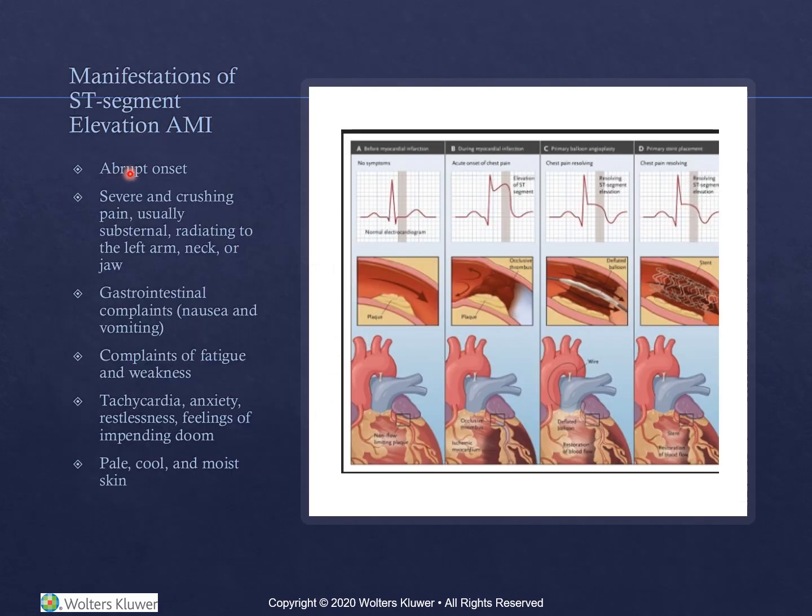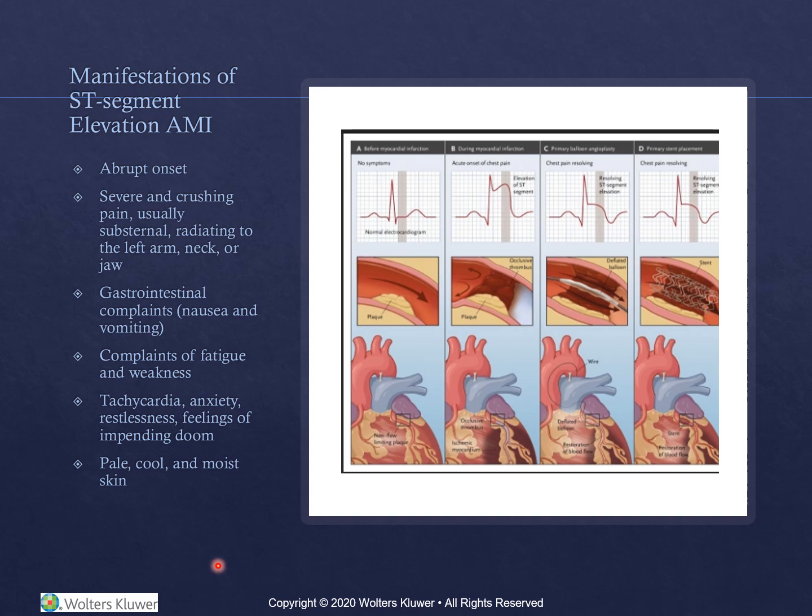So now we'll talk about the next step in this progression, which is an ST segment elevation AMI or acute MI. This type of myocardial infarction usually has a very abrupt onset. The most classic signs of this are a severe and crushing chest pain. It's usually substernal or it can radiate to the left arm, neck, or jaw. Know though that these are the typical signs, and so some patients have more atypical signs.